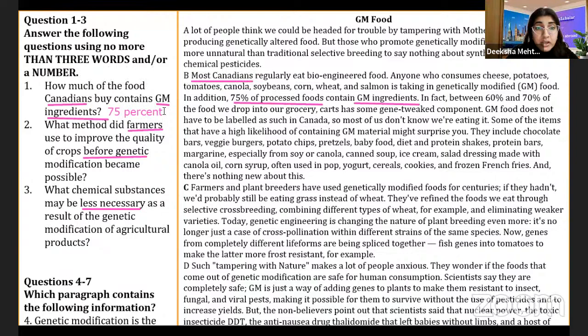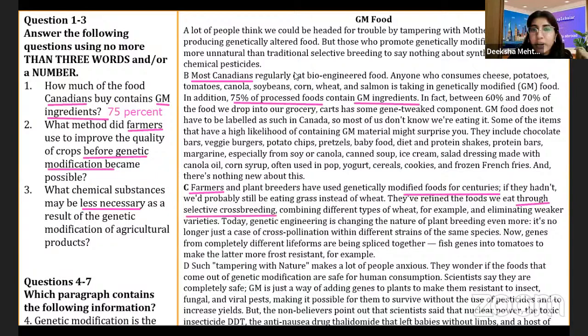Now, the next question: what method did farmers use? Farmer was my keyword. Scan for it. Here I found it: farmers. Before genetic modification became possible, farmers and plant breeders have used genetically modified foods for centuries. What about before this time? The question is asking what they did before this. Here they say they have refined the foods we eat in the past through selective crossbreeding, combining different types of wheat and eliminating weaker varieties. So what is the name of the method? The name of the method is selective crossbreeding.